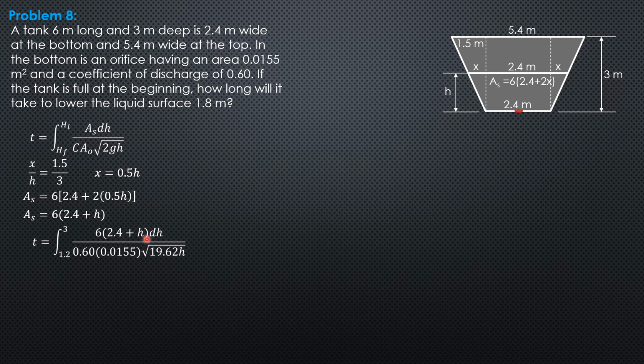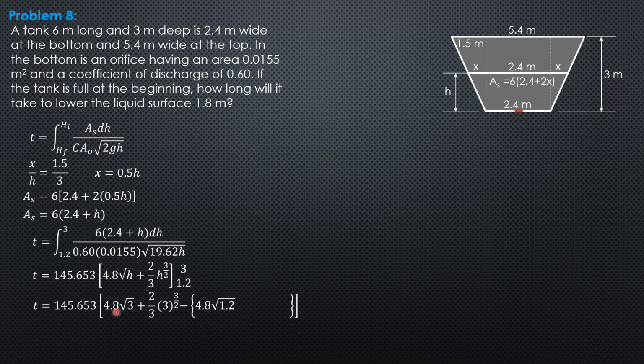The second term is h over square root of h, so that's h to the 1 half. The integral is h to the 3 halves over 3 halves, or 2/3 h to the 3 halves. So time is, this is the constant, then 4.8 square root of h plus 2/3 h to the 3 halves from 1.2 to 3. Substitute limits. 145.653 times 4.8 square root of 3 plus 2/3 times 3 to the 3 halves, minus the quantity 4.8 square root of 1.2 plus 2/3 times 1.2 to the 3 halves.